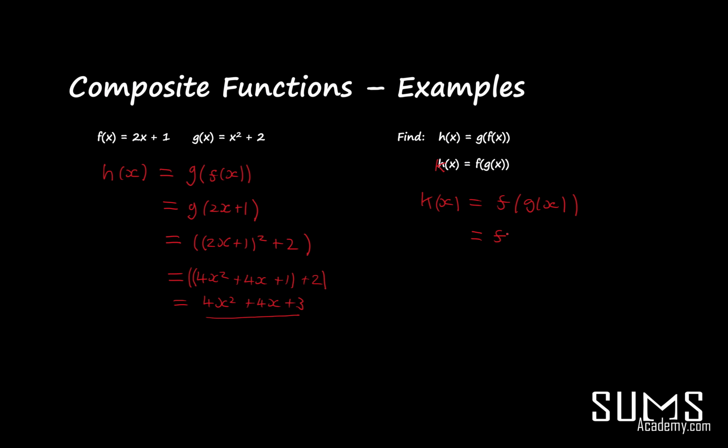So you have f, and then you put in what g of x is. So you have x squared plus 2. Then every time you see an x in the f function, we're going to replace it with x squared plus 2. So this is going to equal 2 brackets x squared plus 2 plus 1. So when you multiply this out, it's 2x squared plus, well, 2 times 2 is 4, plus 1. So then this is going to be equal to 2x squared plus 5.